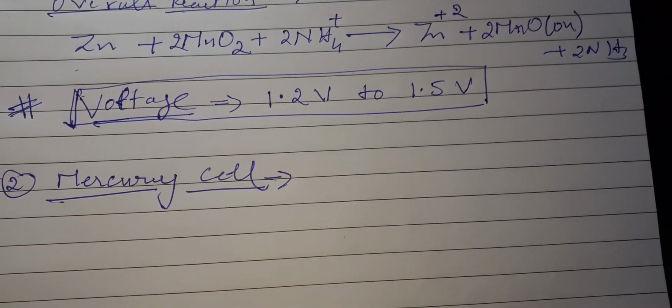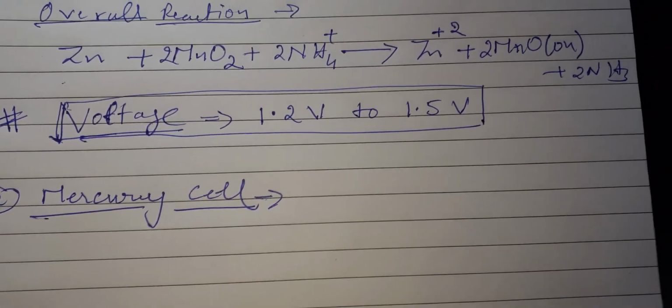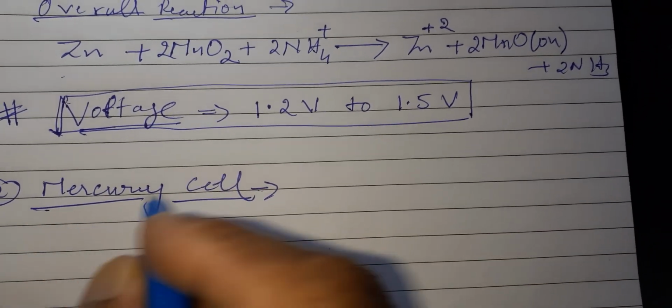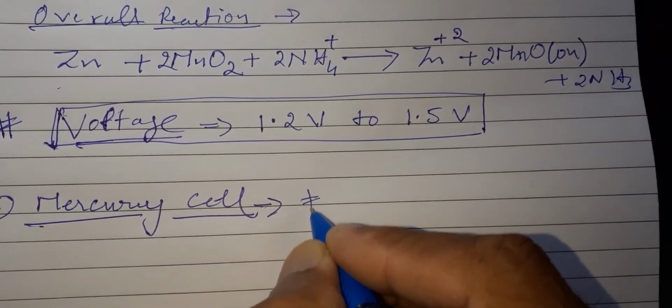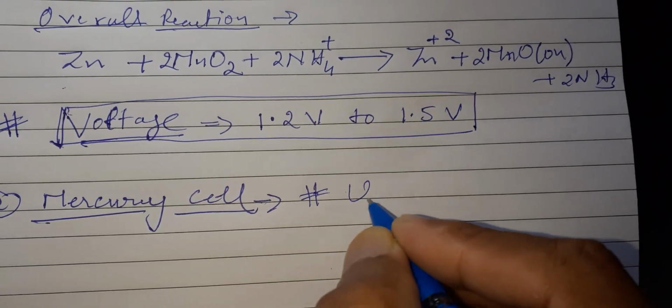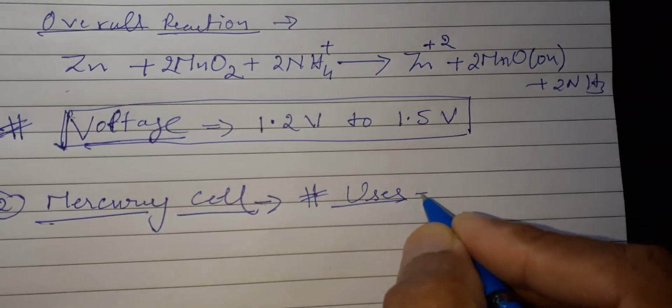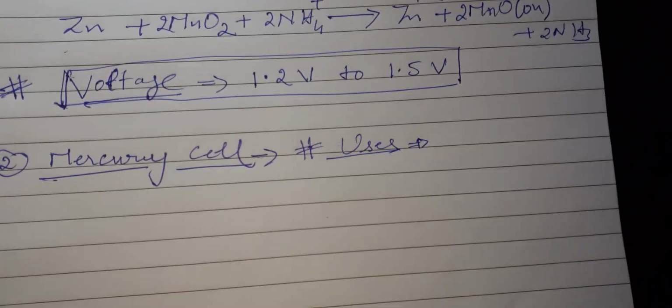The cells which are used in wrist watches, hearing aids and small toys, very small size toys, they are known as mercury cells. So mercury cells are identified basically from their uses in our daily life.